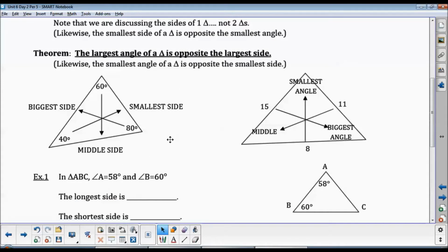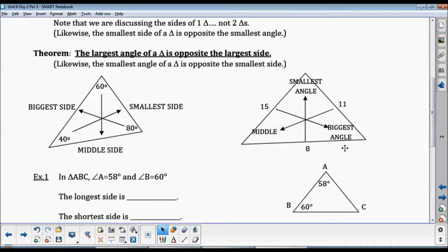The triangle over here on the left-hand side, we know the measures of the angles, and they are 40 degrees, 60 degrees, and 80 degrees. So the smallest angle in this triangle measures 40 degrees. That means that the side that's opposite this angle must be the smallest side in the triangle. The next angle is 60 degrees, so the side opposite it is going to be the middle side. And the biggest angle is 80 degrees, and that's going to be opposite the biggest side. I don't actually know how long these sides are, but I can put them in order, and I know which one's largest and which one's smallest.